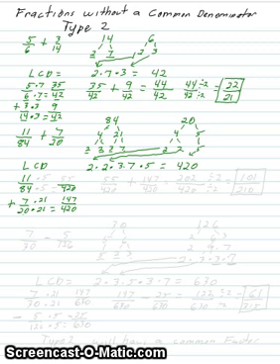84 divides into 420 5 times. So 84 times 5 is 420. I multiply the numerator by that same 5. 11 times 5 is 55. Now, I can add the equivalent fractions. 55 over 420 plus 147 over 420. 420, there's our common denominator. 55 plus 147 is 202.